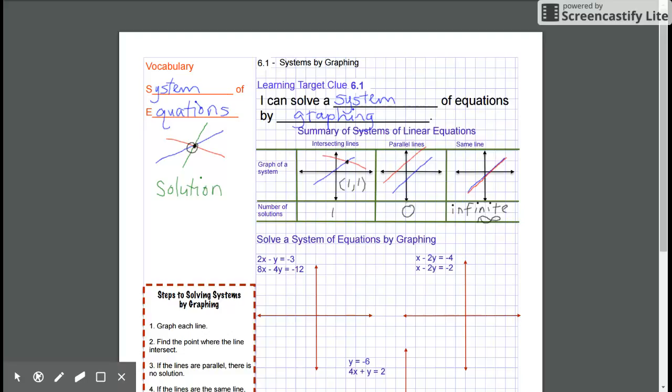So I can do it many different ways. And the way I'm going to do it this time is I'm going to put the 2 lines in slope-intercept form, starting with this one, 2x minus y equals -3. I'm going to go ahead and pause this and figure that out, and you do the same thing.